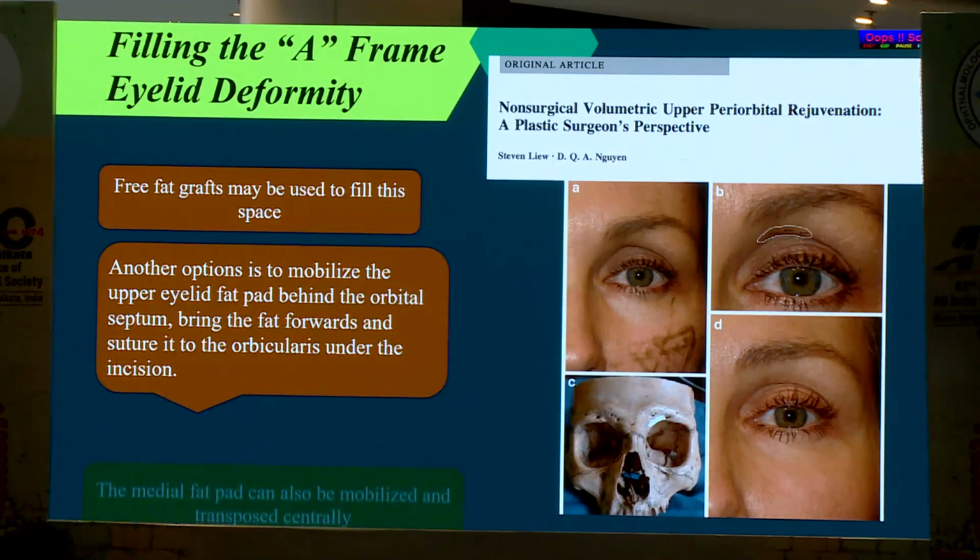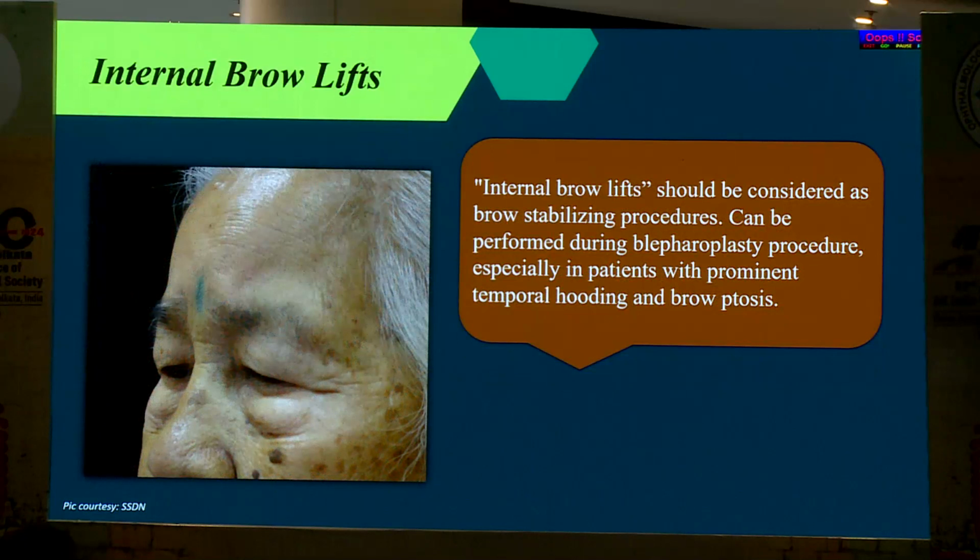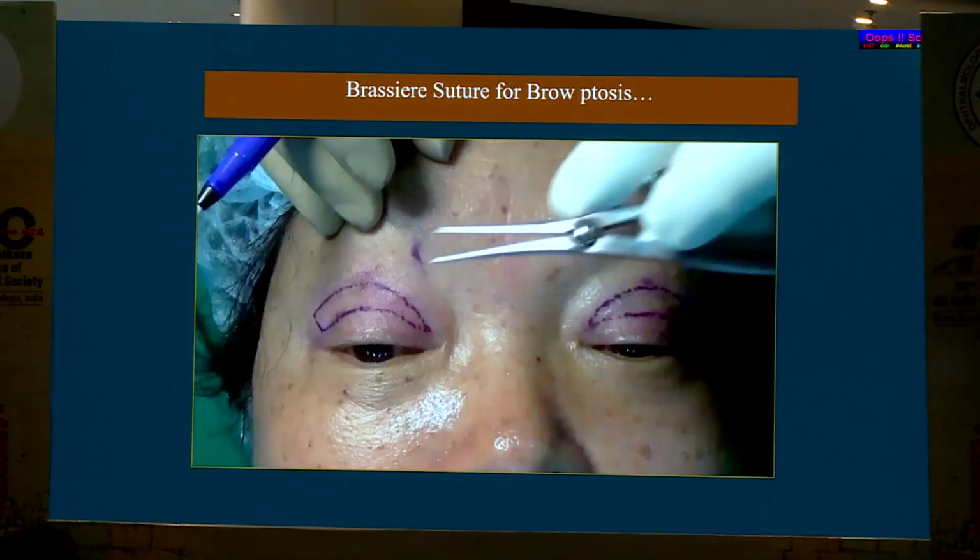So I'll just skip over this. Internal brow lifts, KB ma'am has mentioned quite a lot of it.